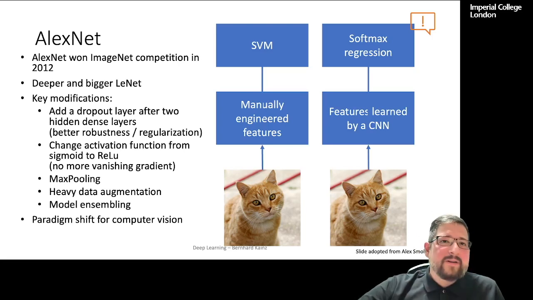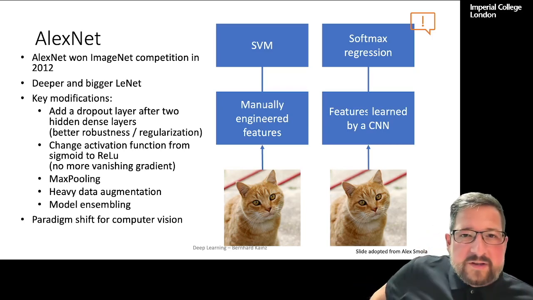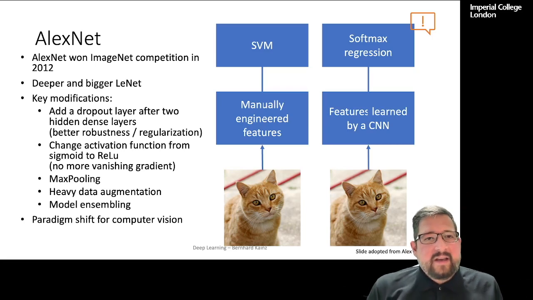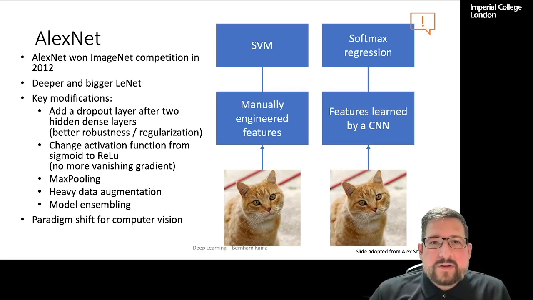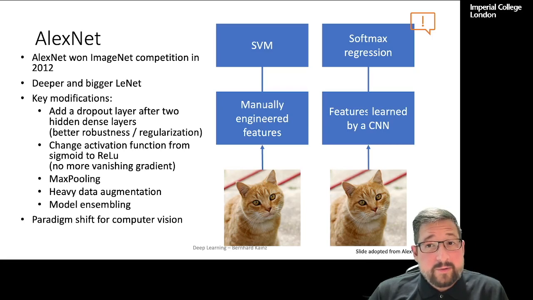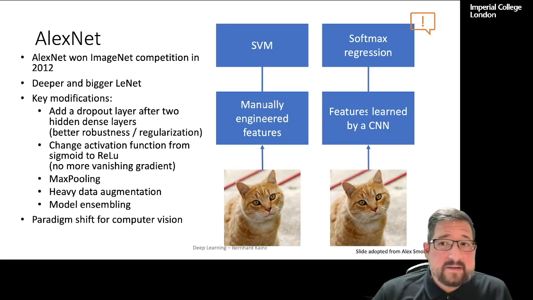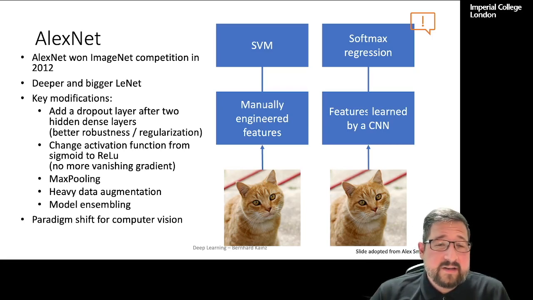So before these two milestones, the common practice in computer vision was to manually engineer features and use, for example, a support vector machine for classification. And AlexNet really revolutionized this approach by learning features automatically and using a softmax function for the classification.